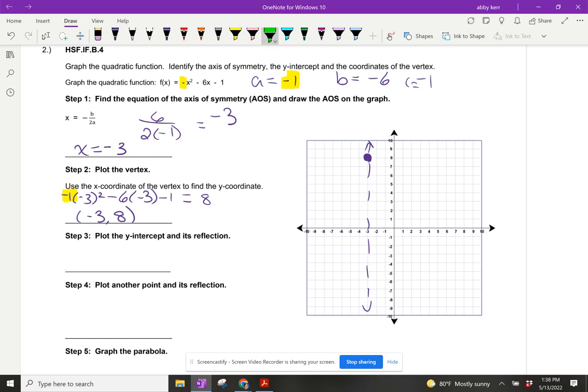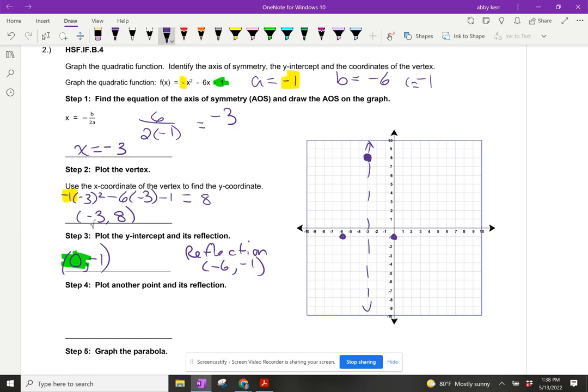The y-intercept here is your c value. I like to write it as an ordered pair. So then down 1, I'm 3 spaces away, so I'm going to write a 3 space away. My reflection would be -6, -1.